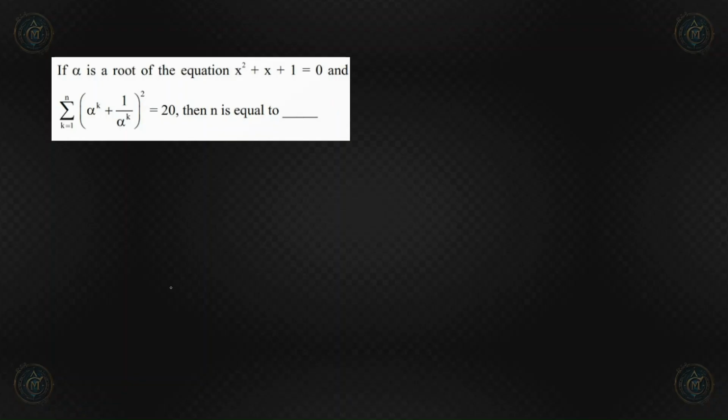Okay, so at first we have to find the roots of this equation, right? So we know this equation, the roots are pretty standard. Okay, so the roots of this equation are omega and omega square, right? Where omega is the complex cube root of unity. Omega is minus 1 by 2 minus iota root 3 by 2.